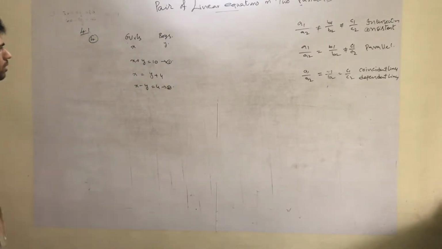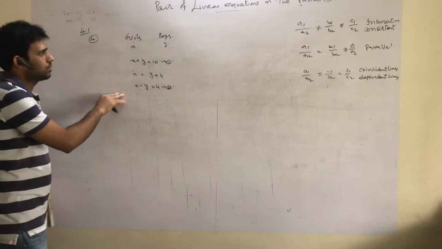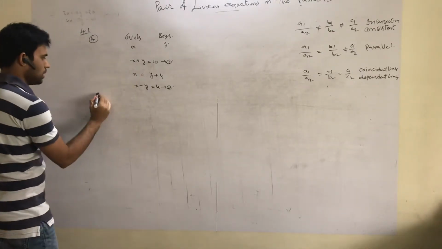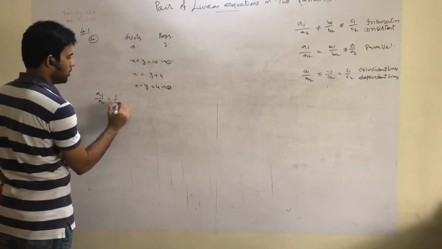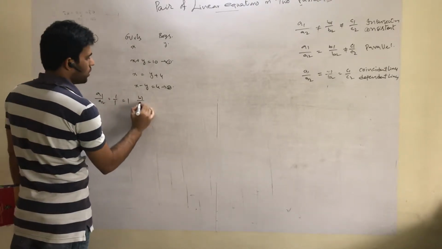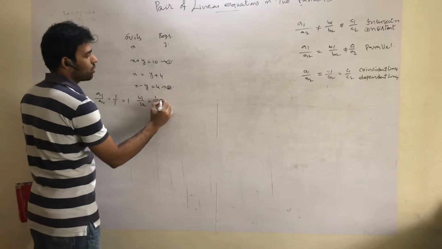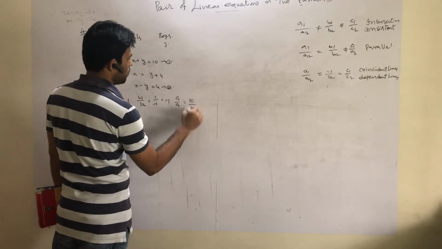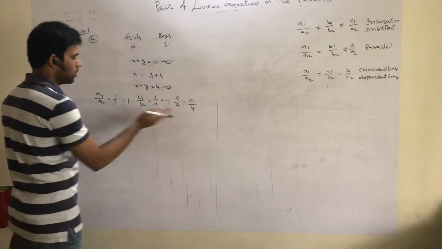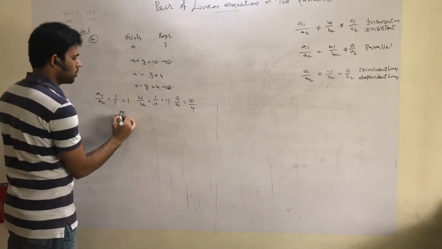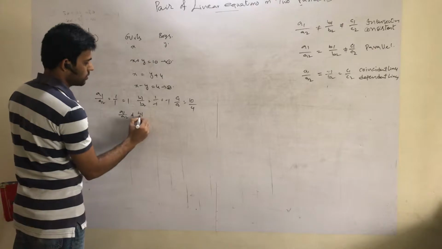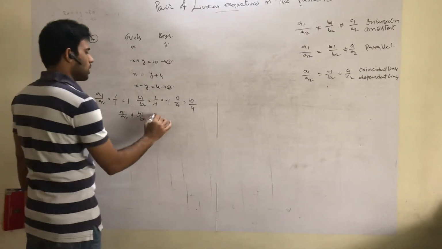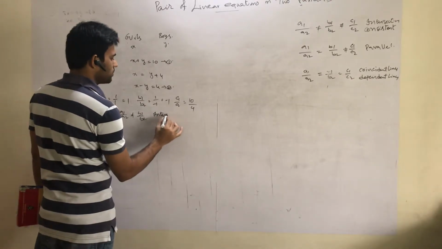So these are intersecting lines. Because a1 by a2 is 1 by 1, that is 1, and b1 by b2 equal to 1 by minus 1, that becomes minus 1. And c1 by c2 equal to 10 by 4. So they are not equal. So a1 by a2 is not equal to b1 by b2, so they are intersecting lines. So now you can find the answer using the graphical method.